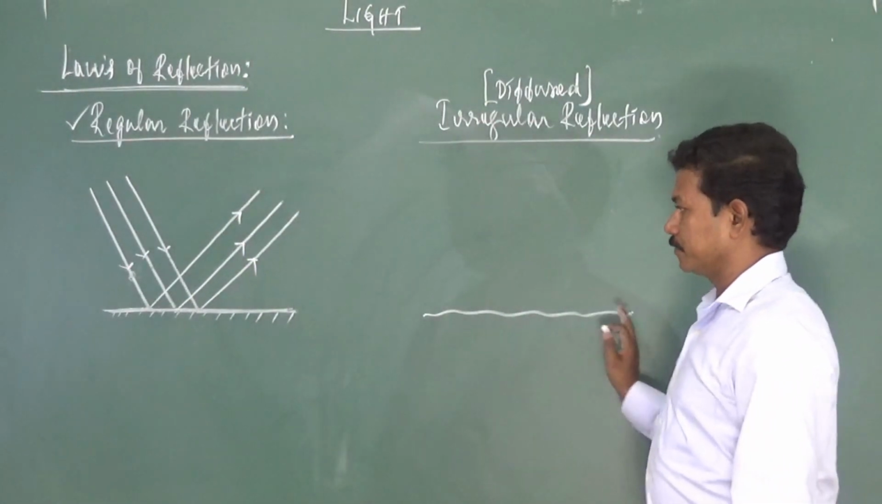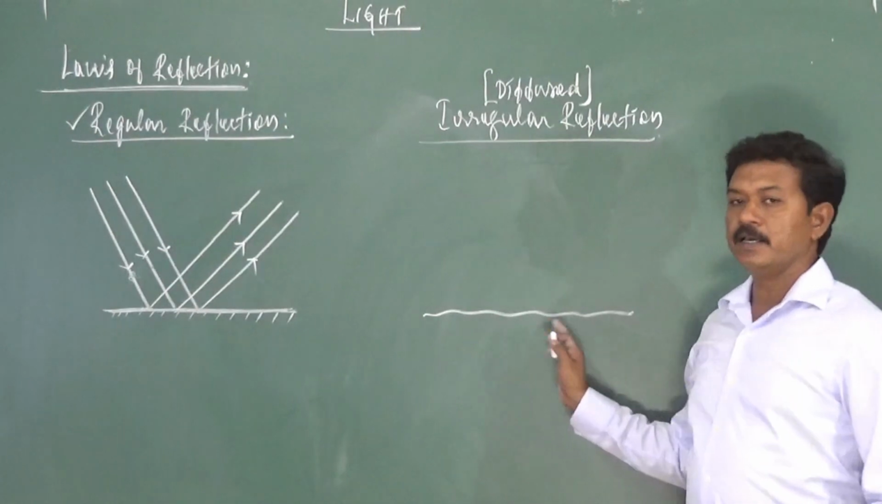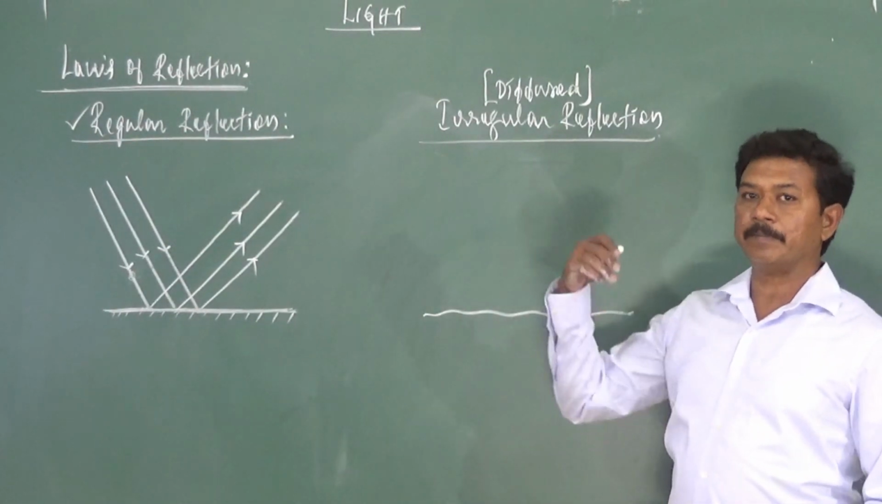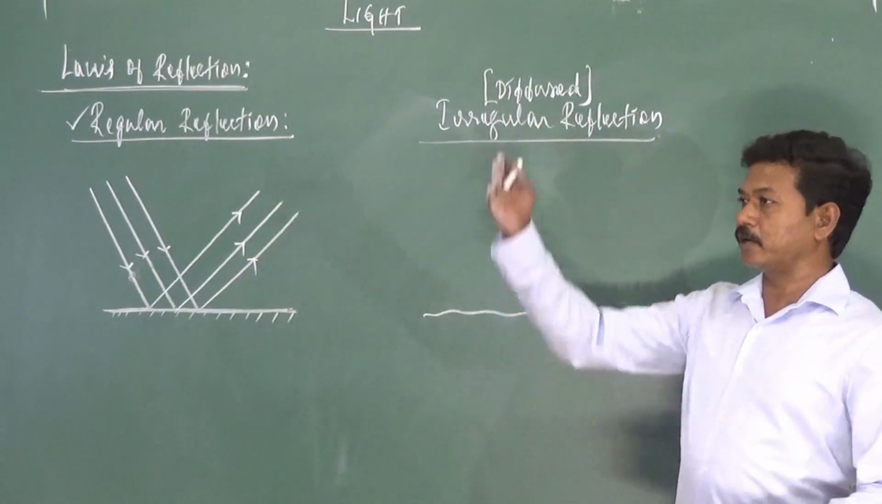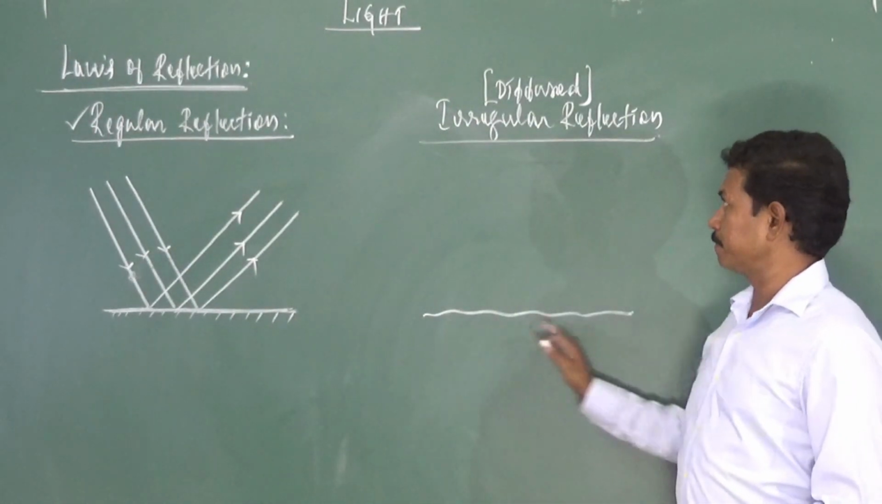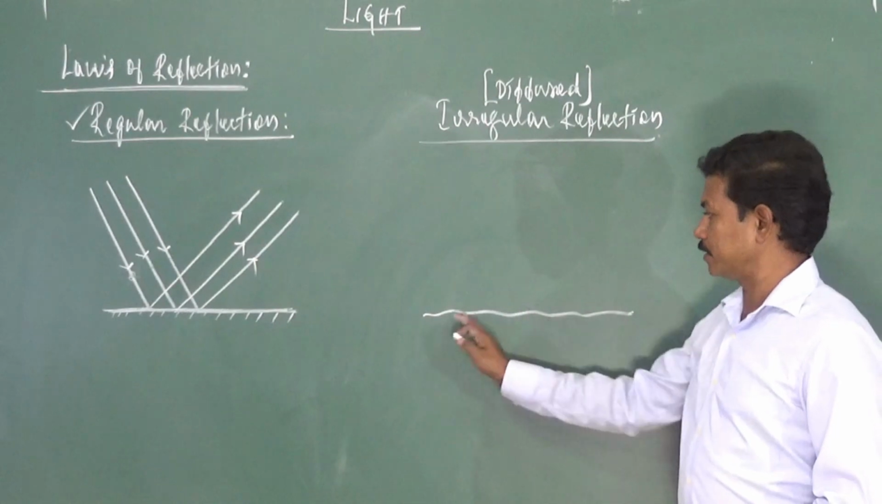Now, if you come to irregular reflection, the surface will not be a smooth surface or a highly reflecting surface. For example, this may be a wood surface, or a paper surface, or a wall, or a cloth, something like that. So it is irregular, that is, it is a rough surface.